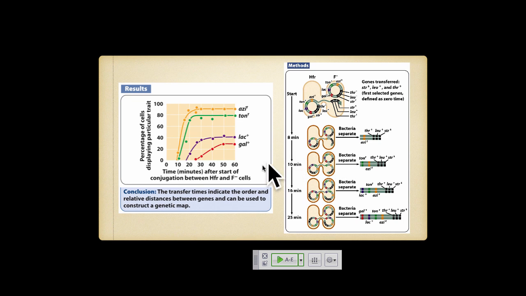So if we look at this data, what is this really telling you? In this case, which gene is transferring first? Okay, so on the y-axis, we've got the percentage of cells that have a particular trait. So which one goes fastest? You get azide resistance first, then you keep, as you kind of move down the list, and that's what they're trying to show you over here.